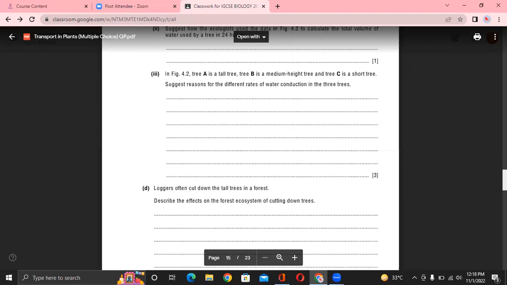For example, what are those factors that affect the rate of transpiration? Number one is humidity. Wait, let me recall these. It's humidity, the surface area of the leaf, right? And temperature, and wind speed. Yeah, and wind speed. I forgot those. Yeah, right. So these are the possible answers. That's why I'm discussing this with you.